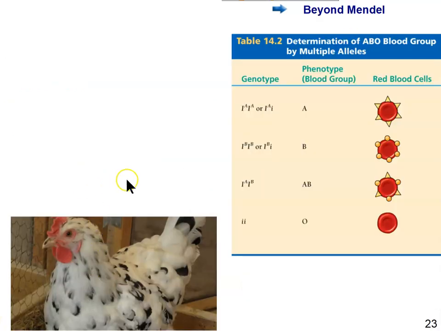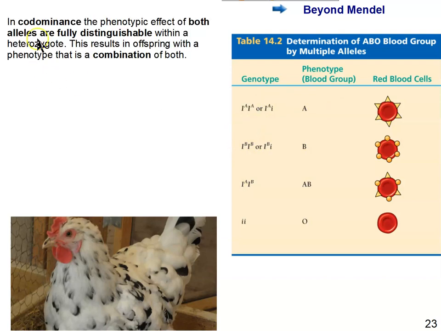All right, as promised, here we're looking at codominance, and we're looking at 2 examples, in chickens and in the ABO blood grouping. You probably are familiar with the fact that you might have either type A blood, type B blood, type AB blood, or type O blood. And it turns out that type A and type B are what we call codominant. In codominance, as opposed to incomplete dominance, the effect of the alleles are fully distinguishable in the phenotype.